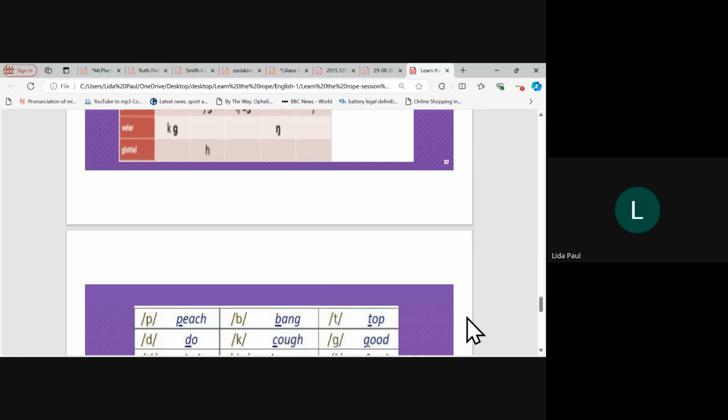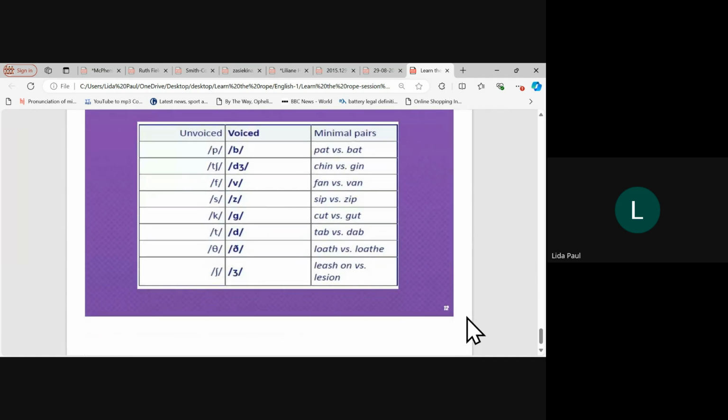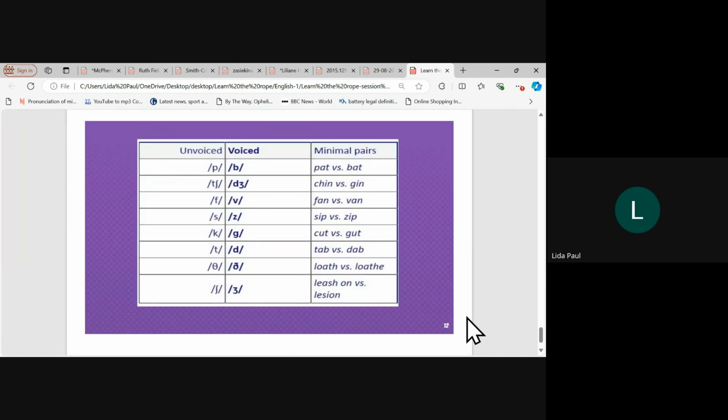I think this should be more than enough, so have a chart prepared for this. Okay, maybe the last thing, voiced and unvoiced. We've already looked at it. So you can call it unvoiced, or I think more commonly we refer to it as voiceless sounds, right?